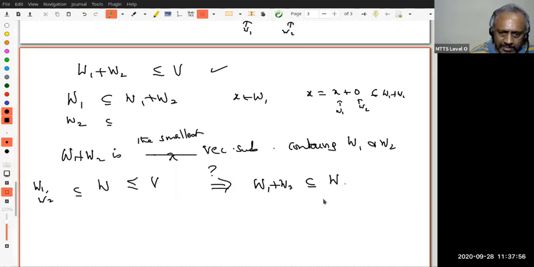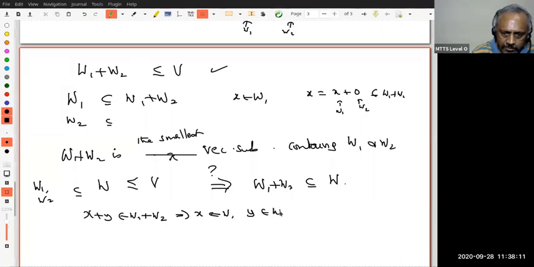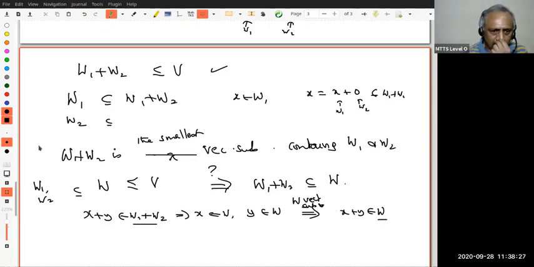That's very clear. Why? Start with any vector x plus y in W1 plus W2. Now, since W1 is contained in W, x is in W, and y is also in W. But what do I know about W? W is a vector subspace. Therefore, x plus y must be in W. So, what have I shown? Any arbitrary element of W1 plus W2 is an element of W. Therefore, the claim follows.